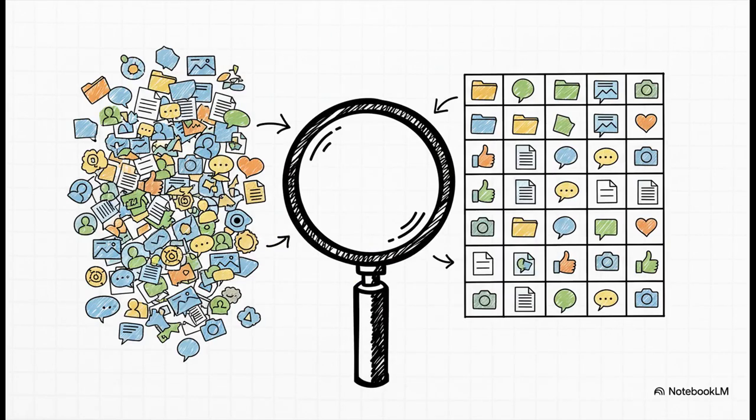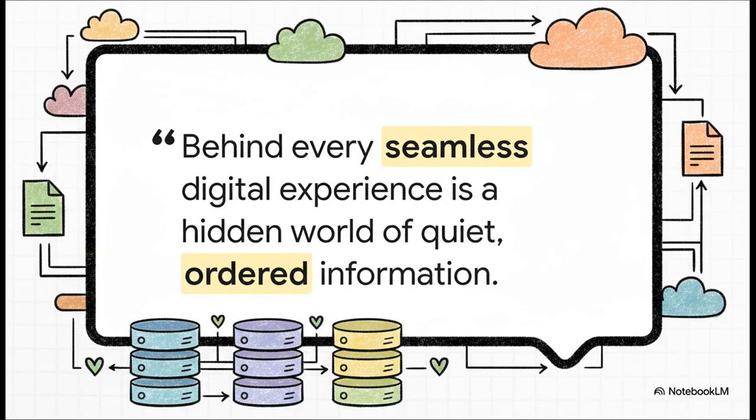The big takeaway here isn't that you need to become a programmer. It's just that by understanding these really simple ideas, tables, rows, columns, and relationships, you can kind of start to see through the complexity of the digital world. You can see the simple, elegant order behind what seems like chaos online. I'll just leave you with this one last thought. The next time you save something or post something and it just works seamlessly, take a second to remember what's going on under the hood, because behind every one of those smooth digital experiences, there's a hidden world of quiet, ordered information.